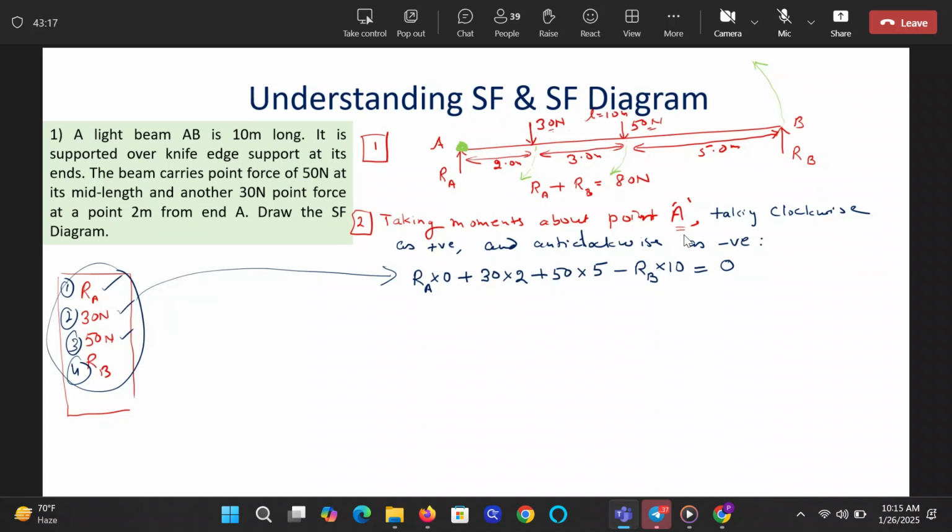Now, guys, you can see why I recommended taking moments about one of the supports. If you take moments about one of the supports, in this case we took about A, then there were two variables in our equation, RA and RB, and the term containing RA has become 0. That is why it was recommended that you take moments about one of the supports. And when you solve this equation, it gives you RB equal to 31 newtons.